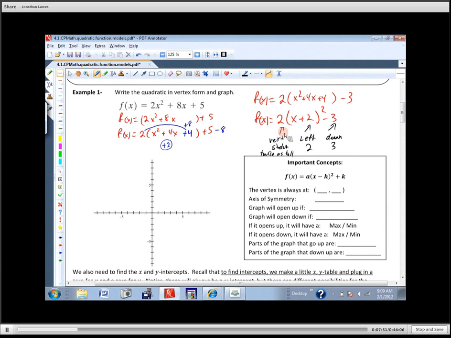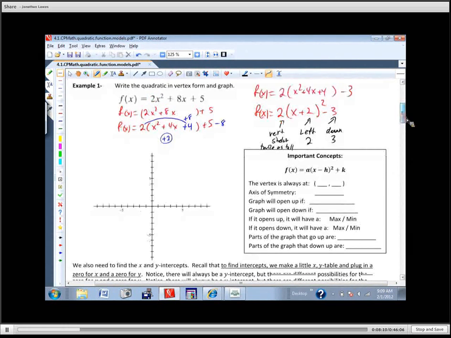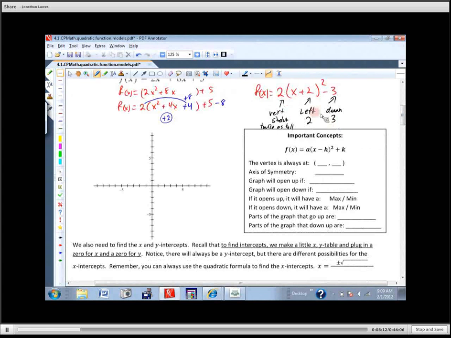Okay, let's talk about what you can tell just by looking at it. What you can tell is it's a parabola. You can also tell that it's been vertically stretched by a factor of 2, so the graph is twice as steep as it used to be. And you can also tell because the 2 is positive, which way does it open? Opens up. Okay? Now, with all of this in graph-friendly form, the vertex is going to be left 2 and down 3, so we're going to be right here.